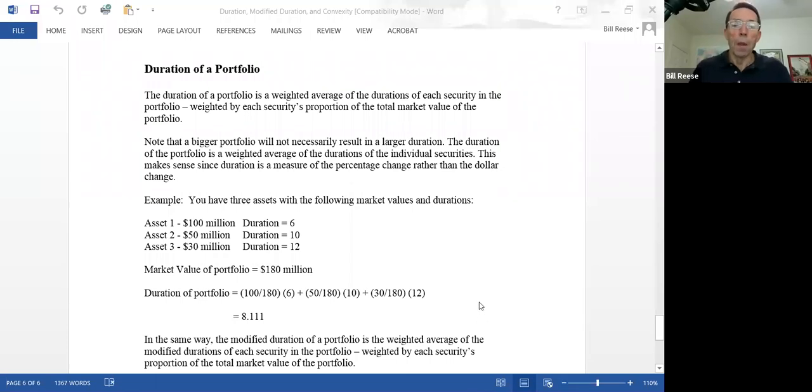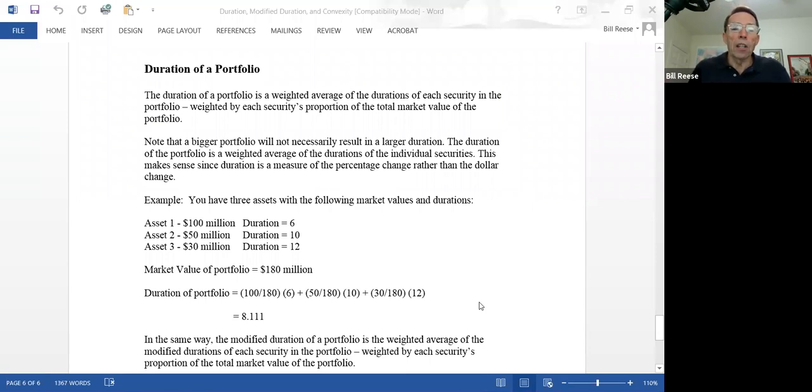So let's take a look at an example here. That's on page 6 of your notes for this section. And let me bring that up here. And it's really a pretty simple example. We have 3 assets in our portfolio. You can think of them as being 3 bonds.